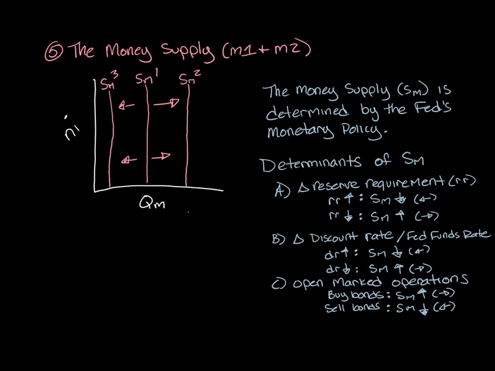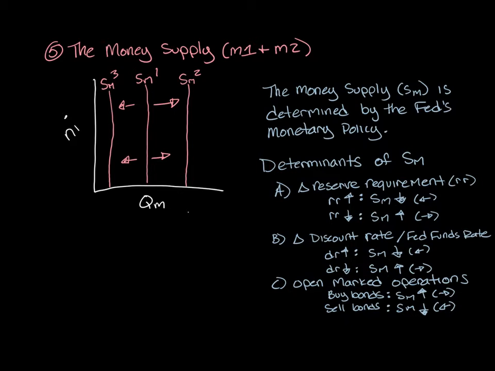Should the reserve requirement go down, that would allow banks to lend out more, which would result, through multiple deposit expansion, in a rightward shift in the money supply. The second major piece of monetary policy here is going to be a change in the discount rate and/or the federal funds rate. This one may require a little explanation.